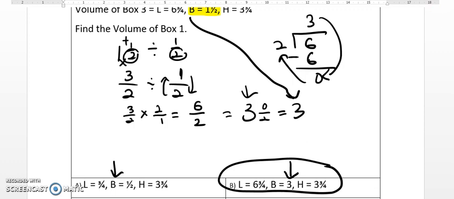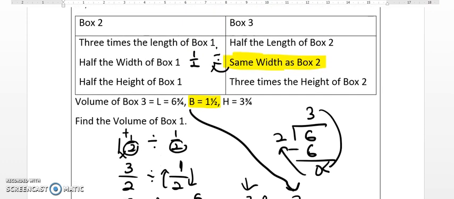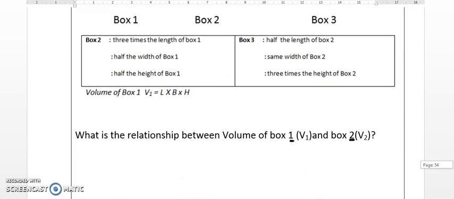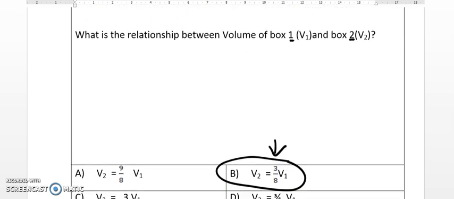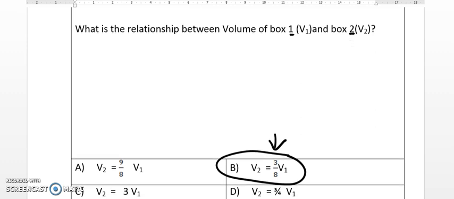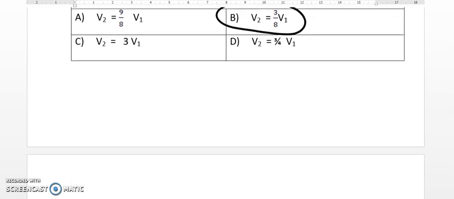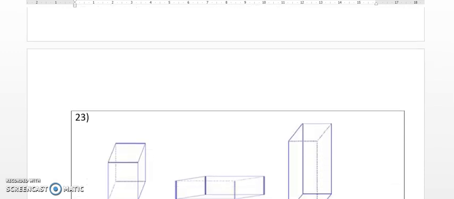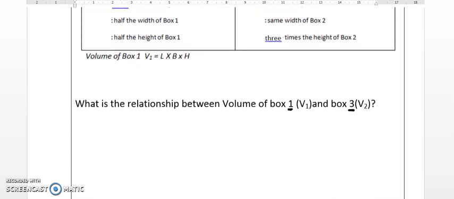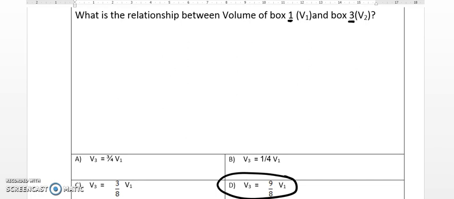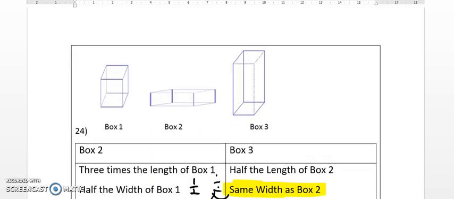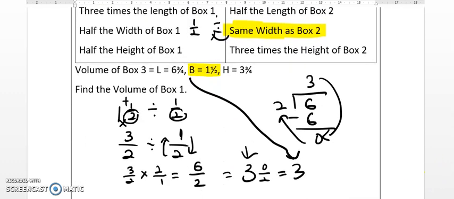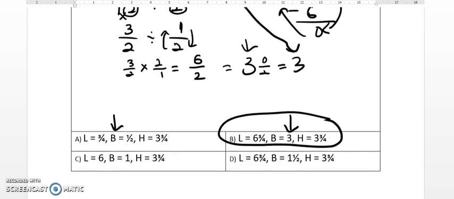And so let's recap on this again. You have to remember, box 1, box 2, answer is 3 over 8. If you can remember this, you just click the answer. Next, box 1 and box 3, answer is 9 over 8. Box 1, box 2 is 3 over 8. Box 1 and box 3 is 9 over 8. Next one, box 1, answer is 3.